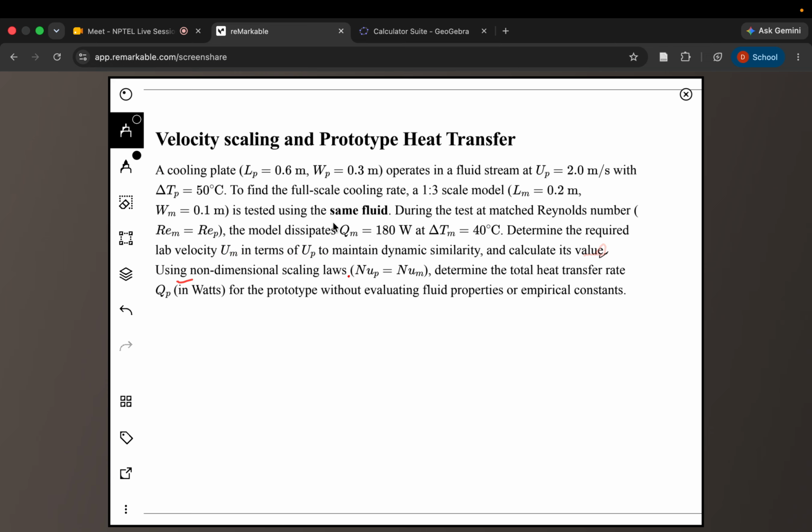Second, using the non-dimensional scaling laws that we already discussed, determine the total heat transfer rate for the prototype without evaluating fluid properties or empirical constants. As of now, we do not know the actual correlation for Nusselt number, but we still know the scaling analysis. So just using the scaling analysis, if you know the heat transfer in the model, we can estimate the heat transfer that is going to happen in the prototype also.